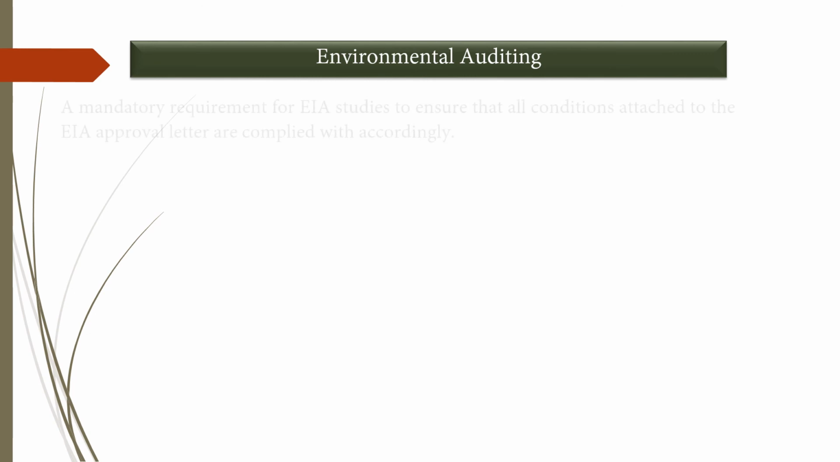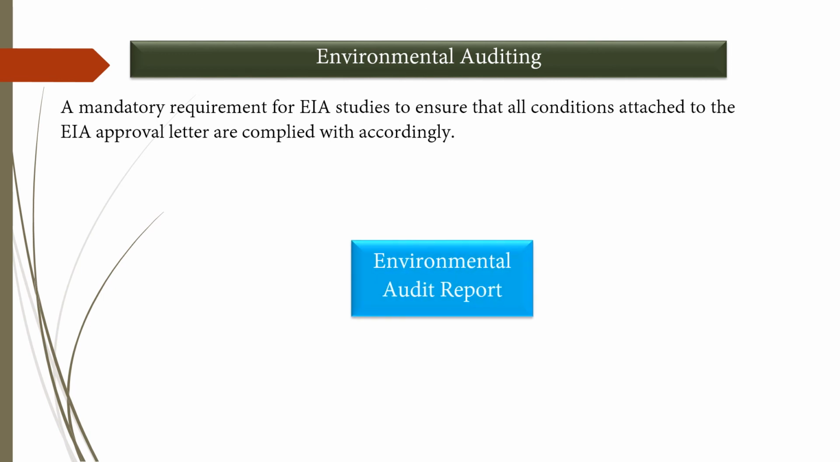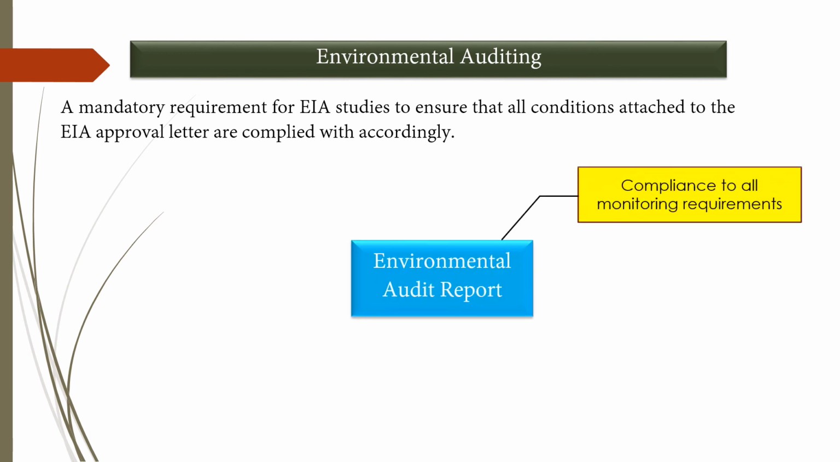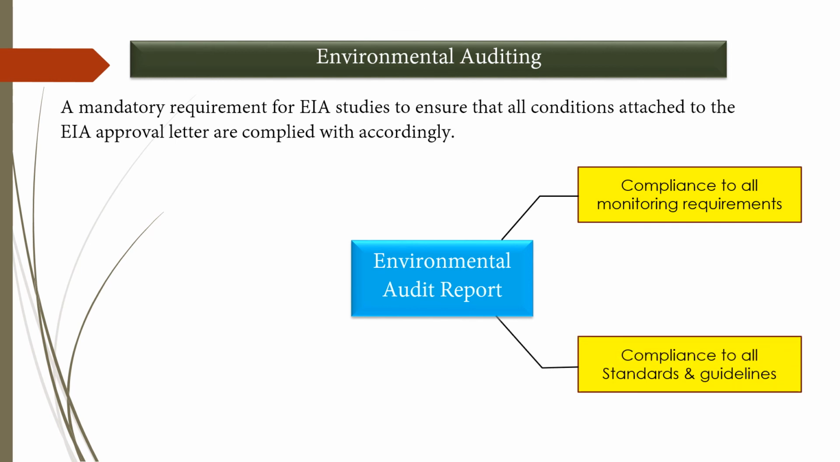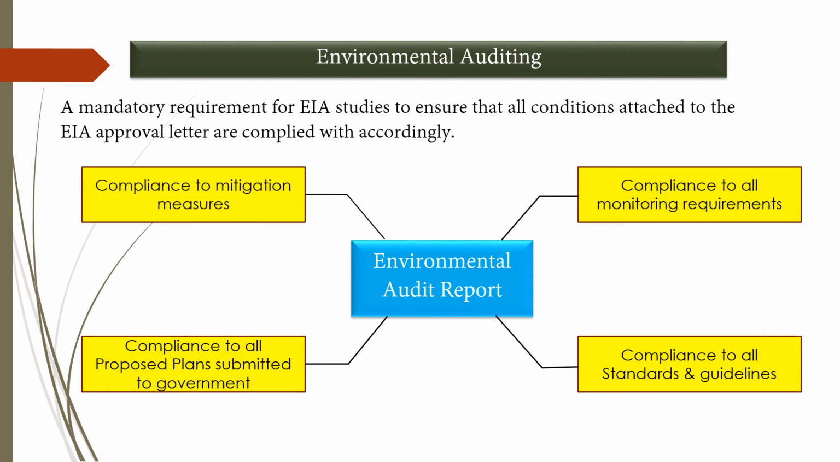Environmental auditing. It is a mandatory requirement for EIA studies to ensure that all conditions attached to EIA approval letter are complied with accordingly. The environmental audit report should comply with all monitoring requirements, should comply with all standards and guidelines, should comply with all proposed plans submitted to governments, and should comply with mitigation measures.